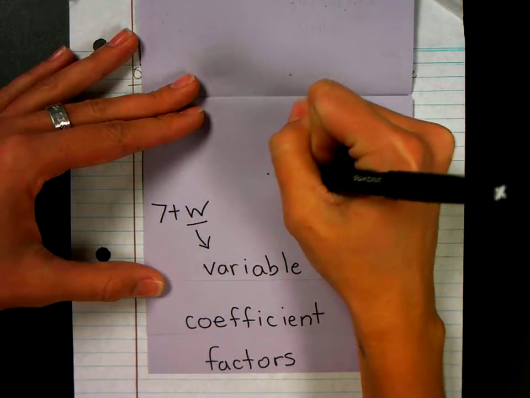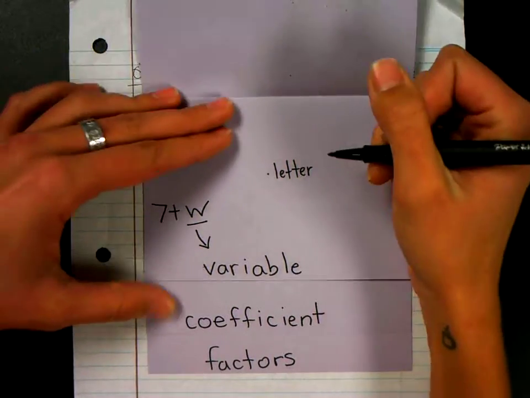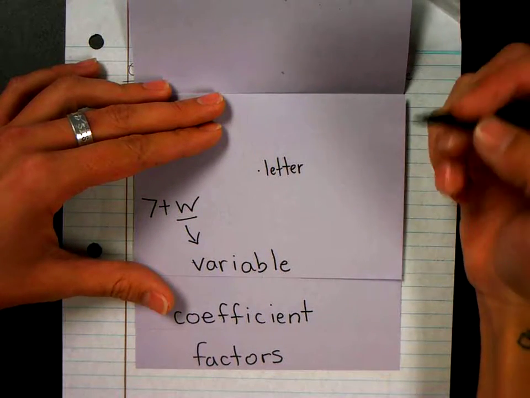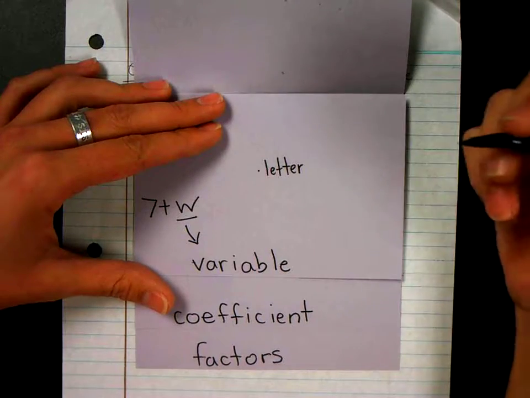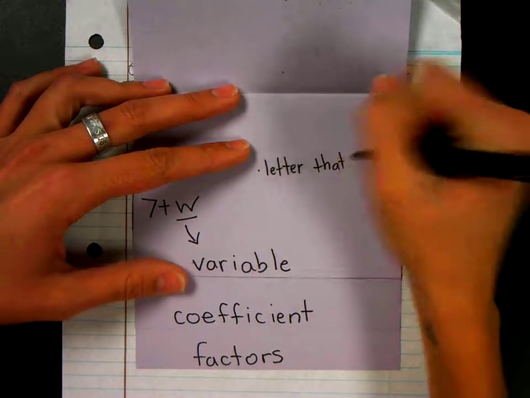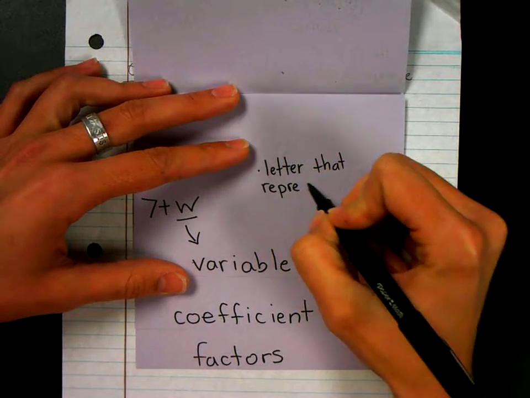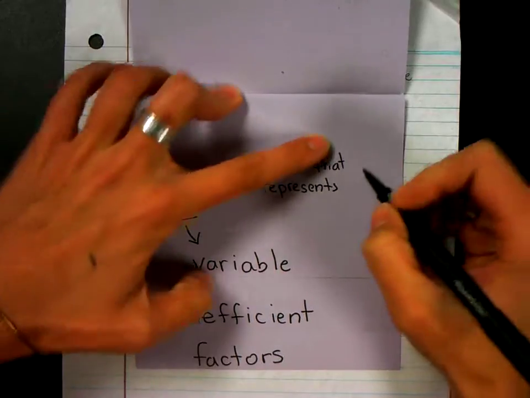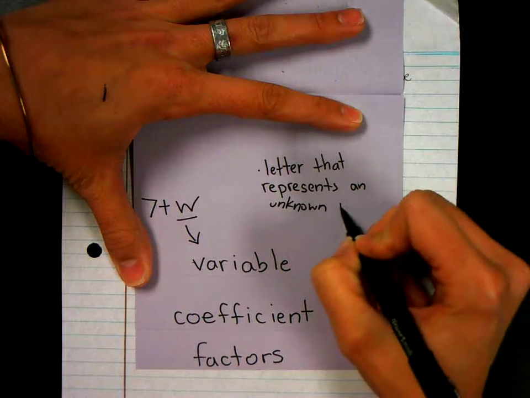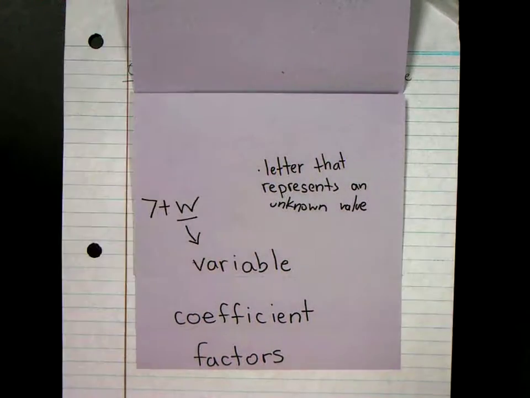So it's a letter that represents an unknown value. We don't know what W is, and we're not solving for it. In a couple weeks we'll be evaluating them, and then you'll figure out what W is, but right now it's just a placeholder for that unknown value. Okay? So it's a letter that represents an unknown value. And you can use any letter of the alphabet. You don't have to stick with X and W. You can use C and A and B and T. You can use whatever letter you'd like.